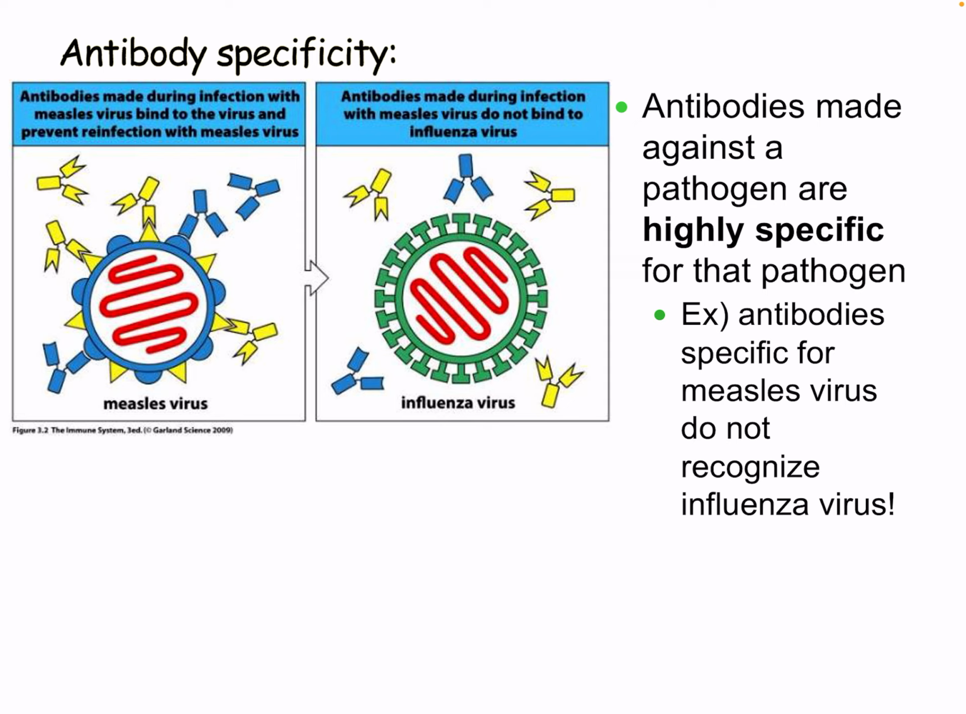So antibody specificity. Antibodies made against a pathogen are highly specific for that pathogen. So antibodies specific for measles virus do not recognize an influenza virus. They just have their one target.